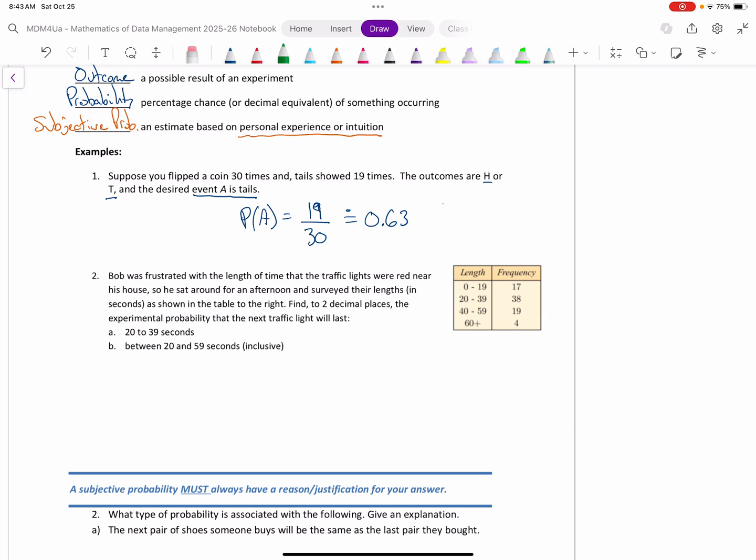Some people will go further and represent it as a percentage, but you don't necessarily need to unless you're asked to do that. In math, we always keep percents as decimals when we're going to be doing calculations with them, so it's often easiest just to leave it as a decimal or as a fraction.